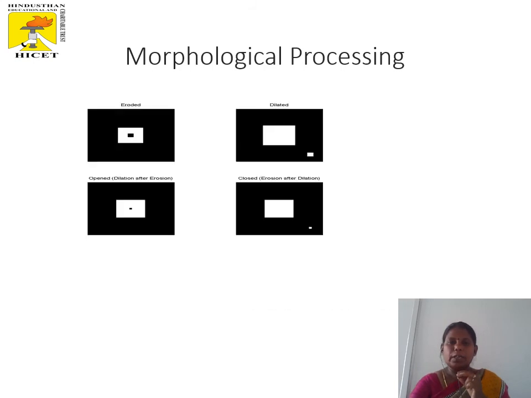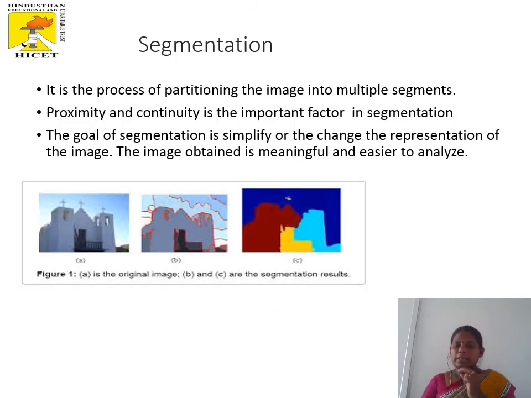Next, we are going to see about the segmentation process. It is a process of partitioning the image into constituent parts or objects or into multiple segments. Here the proximity and continuity are very important in segmentation, and the goal of segmentation is to simplify or change the representation of the image, so that the image obtained is meaningful and easier to analyze. So in the first diagram it is not segmented and it is the original image, and in the other two diagrams it is segmented, so it represents the image as a clear image, and these images are easier to analyze.